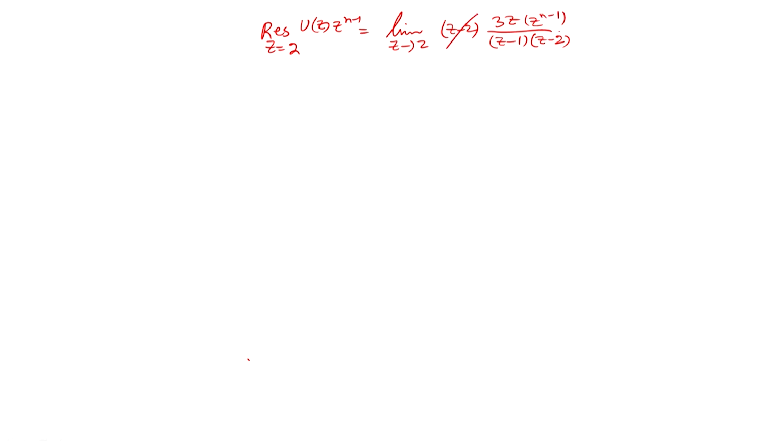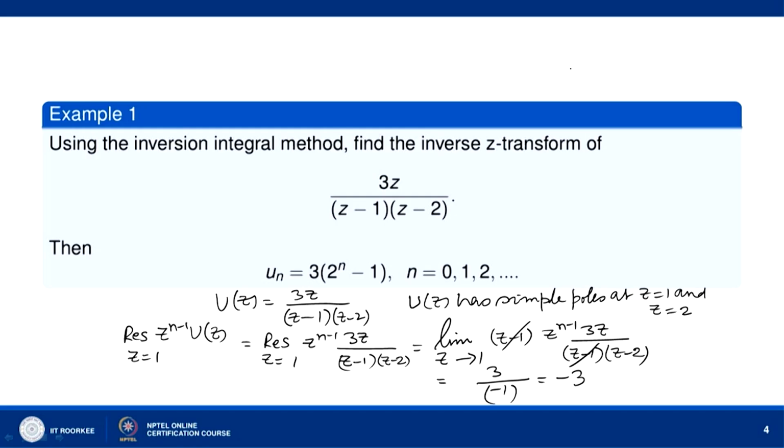Okay. So, z minus 2 will cancel, and when z tends to 2 you get 3 into 2 into 2 raised to the power n minus 1 divided by 2 minus 1. So, this is 3 into 2 to the power n.